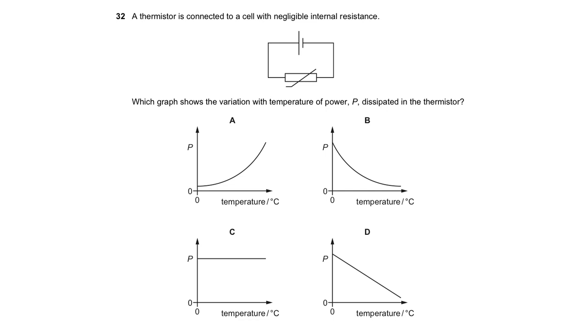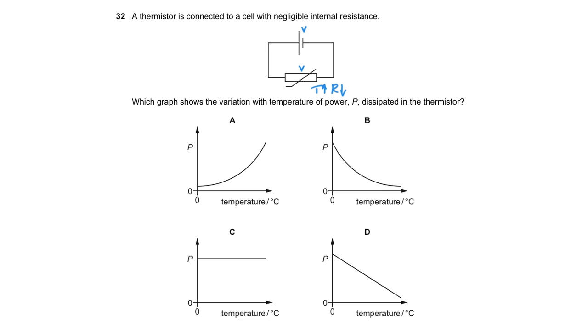So since we're changing the temperature of the thermistor, we know that a change in temperature would cause a change in resistance. When the temperature increases, the resistance of a thermistor decreases. And that would obviously change the current. But what doesn't change is the potential difference. The thermistor gets the same potential difference as the EMF of the cell.